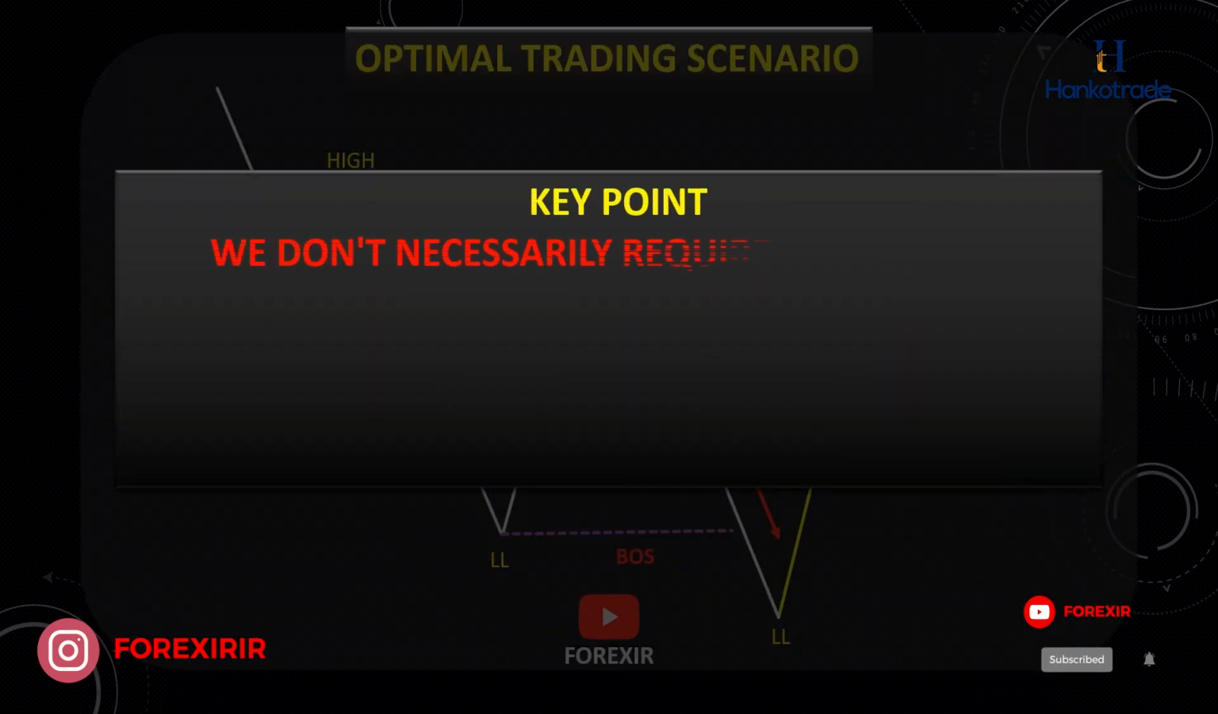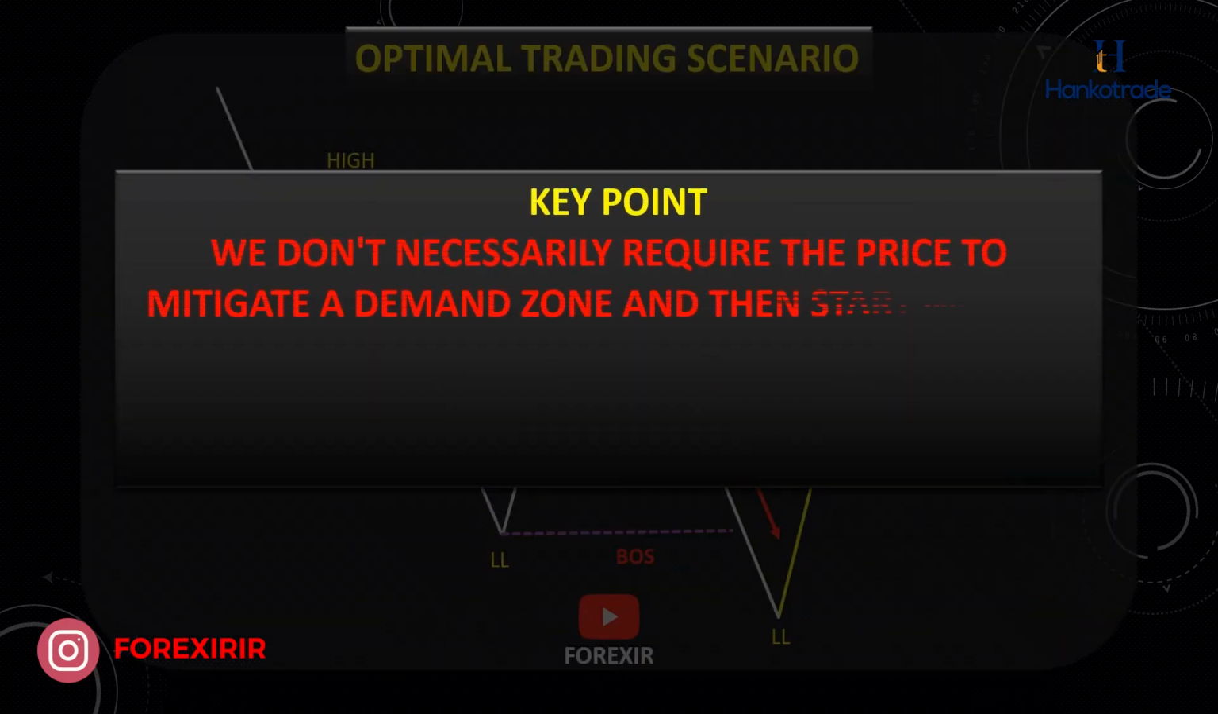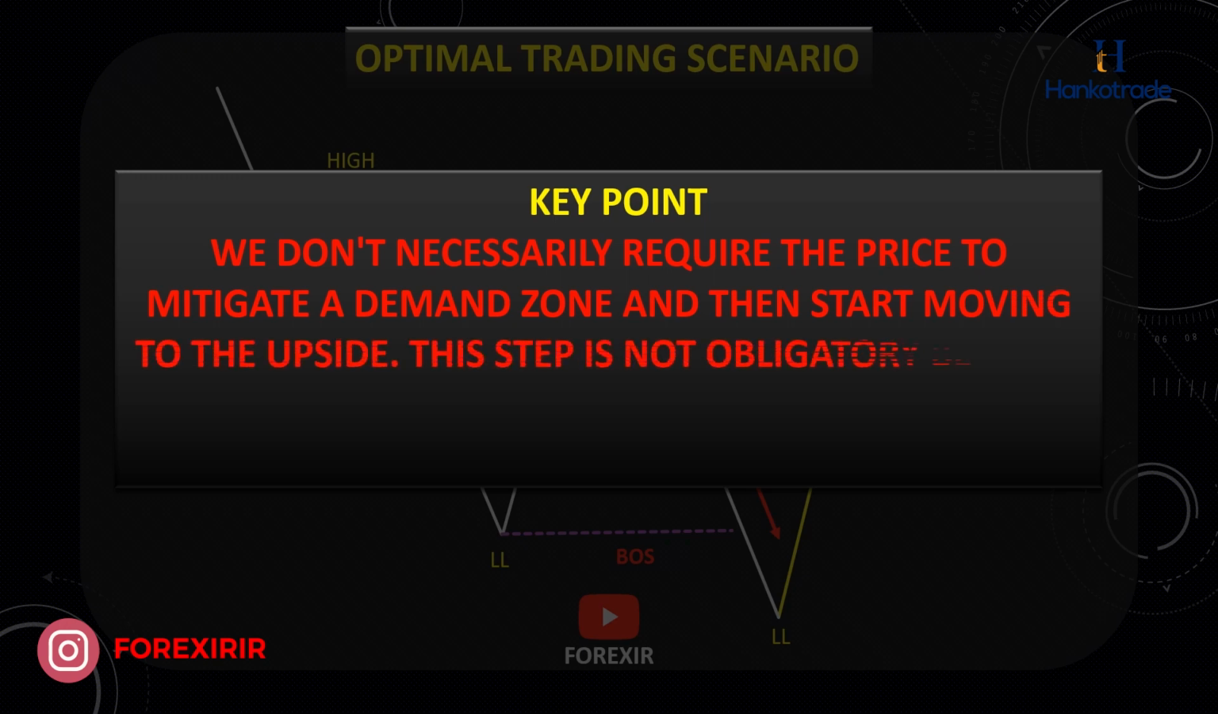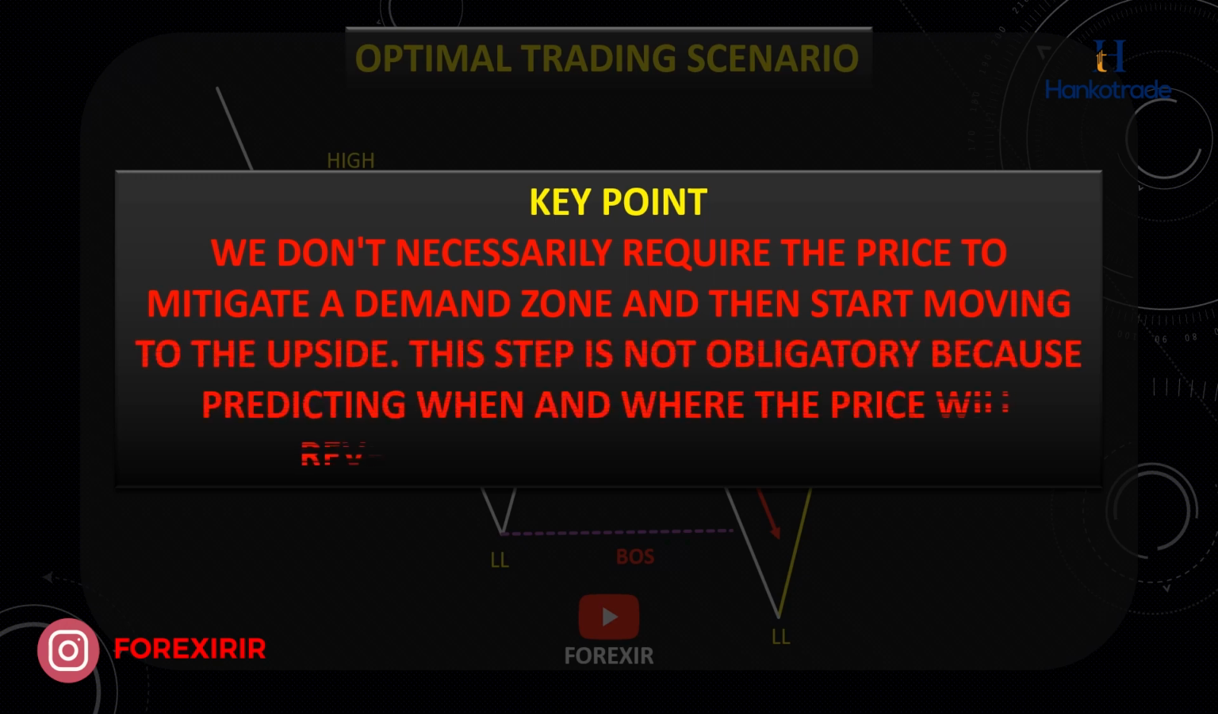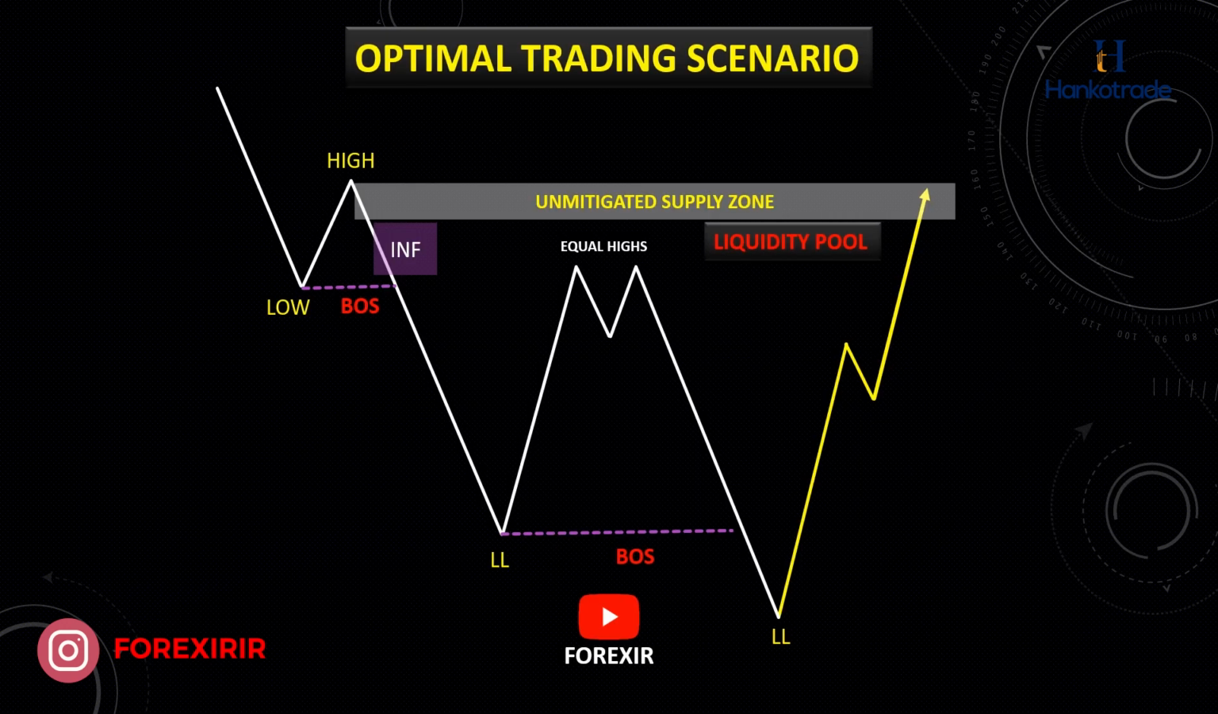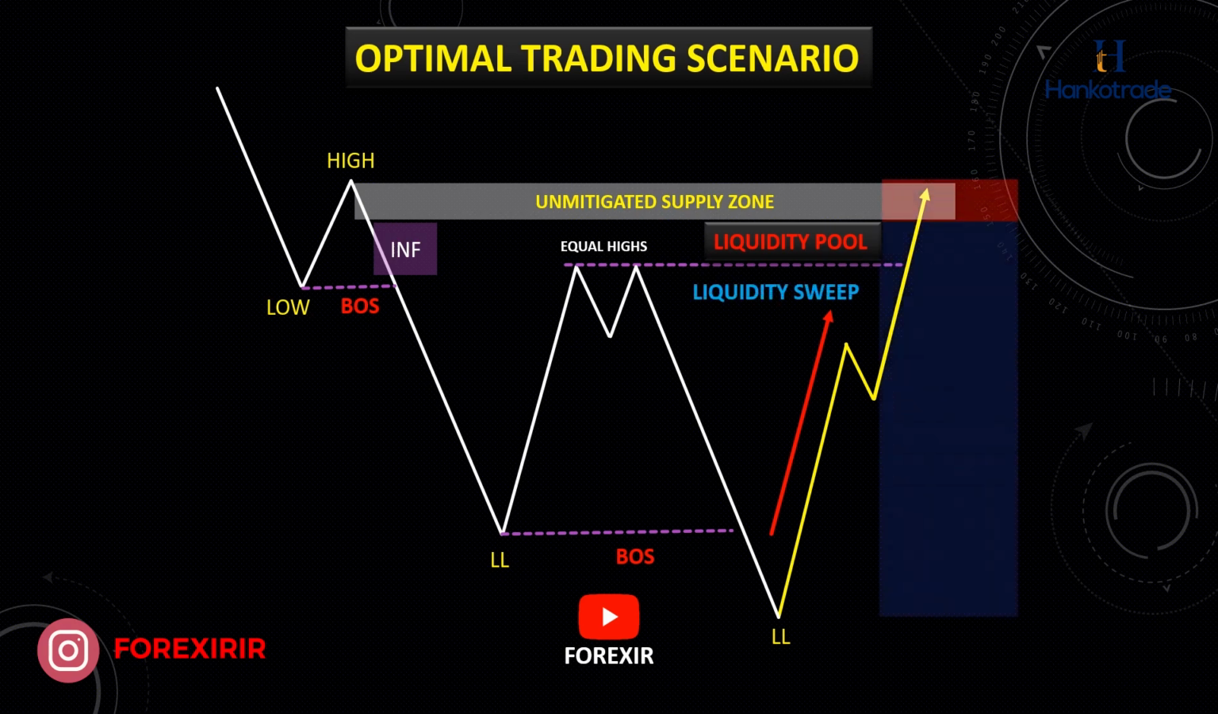We don't necessarily require the price to mitigate a demand zone and then start moving to the upside. This step is not obligatory because predicting when and where the price will reverse is inherently uncertain. In this scenario, what we anticipate is for the price to move upward, sweeping the liquidity accumulated above the equal lows, then entering the identified point of interest, mitigating it, and subsequently reversing to the downside, sustaining its downward movement.